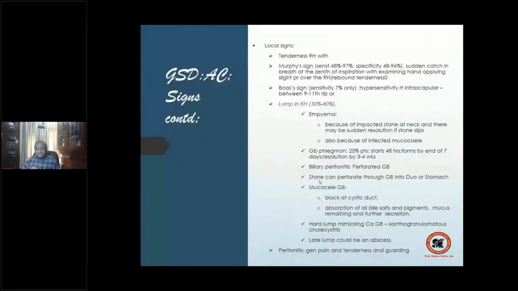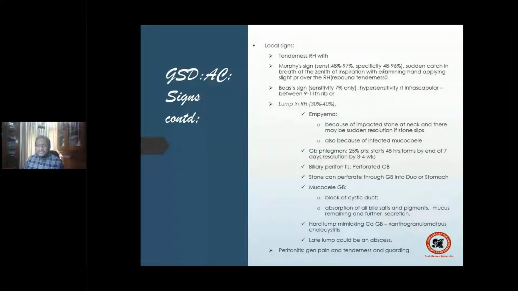The local signs, as I said earlier, number one, tenderness in the right hypochondrium. Number two, the Murphy's sign. And Murphy's sign, look at the sensitivity. We have been talking a lot about the Murphy's sign. It should be there in every patient, no? The sensitivity and specificity varies right from 48 to 97%. That's a huge range, which basically tells you only one thing: that neither is it very sensitive nor is it very specific.